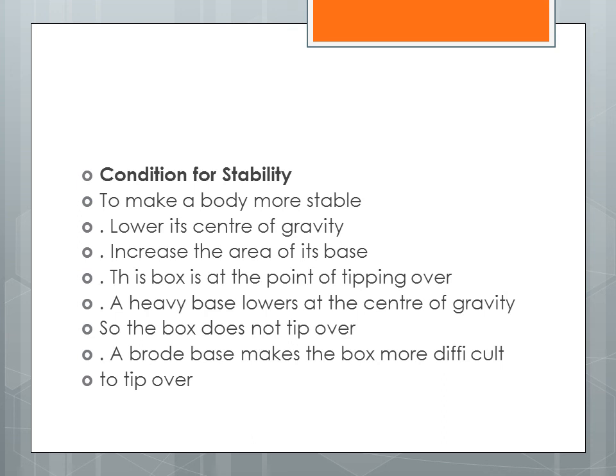Condition for stability. To make a body more stable, lower its center of gravity and increase the area of its base. This box is at the point of tipping over. A heavy base lowers the center of gravity, so the box does not tip over. A broad base makes the box more difficult to tip over.